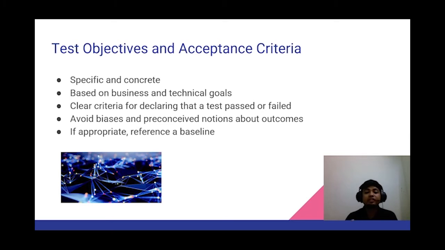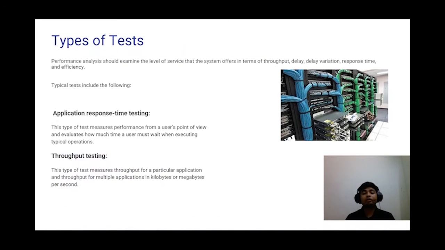For the test objectives and the acceptance criteria, it must be specific and concrete. Besides that, it must be based on business and technical goals. It must have clear criteria for declaring that a test has failed or passed. This is to avoid biases and preconceived notions about the outcomes. If it is appropriate, we need to reference a baseline.